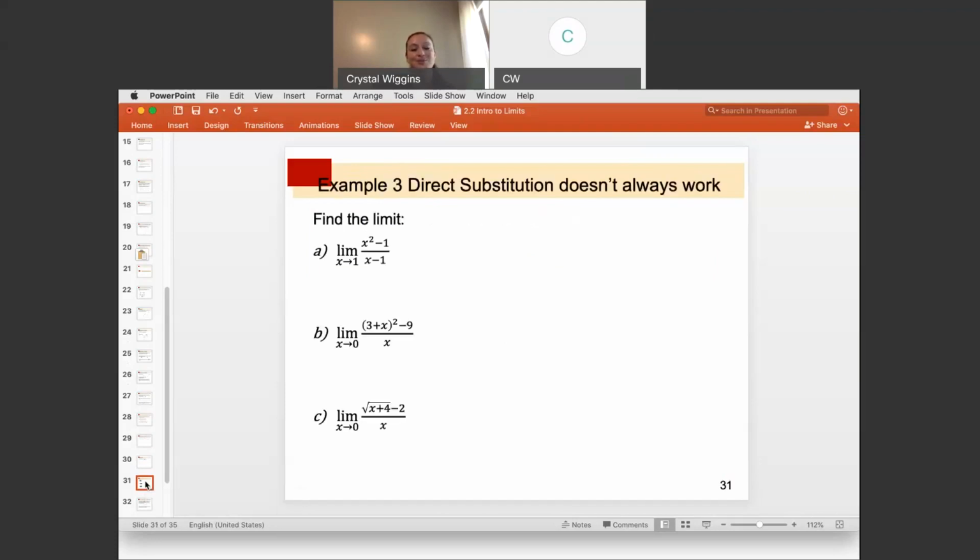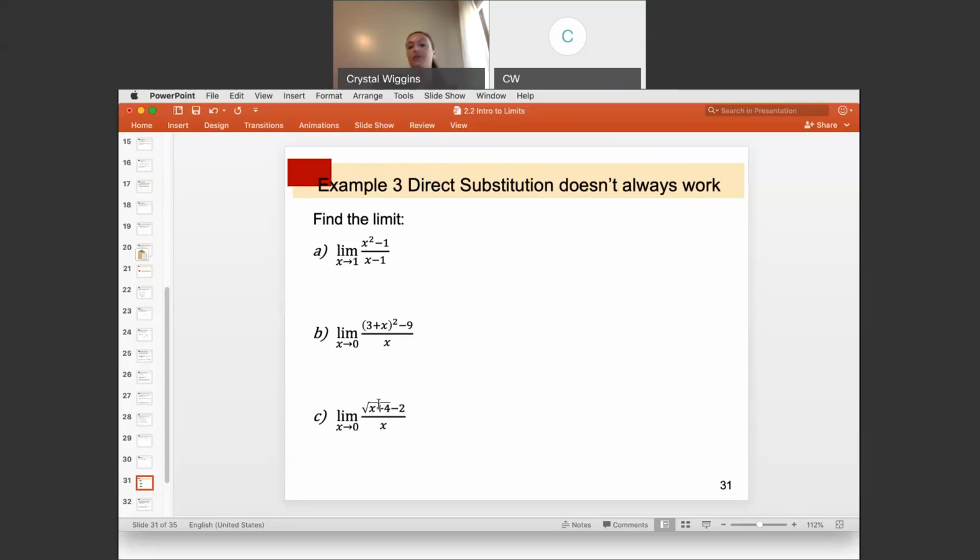But, no surprise, direct substitution doesn't always work. So for here, if I put a 0 in, I'm going to get a 0 in the denominator. So direct substitution is bad here. That does not mean the limit does not exist. It just means you got to get more creative.